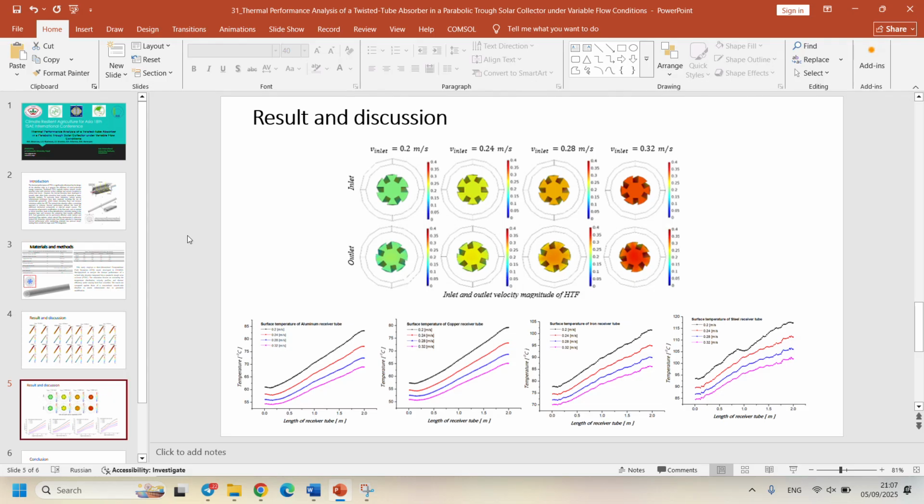As you can see, the minimum surface temperature variation is demonstrated with the copper receiver tubes, because the copper, as I have mentioned, transfers more heat to the heat transfer fluid, which shows better performance compared to the other materials. That's why in our study we suggest the use of copper receiver tubes for the solar PTC as a good material, and the twisted absorber tube can also enhance the thermal performance of the solar PTC compared to the simple smooth receiver tubes.